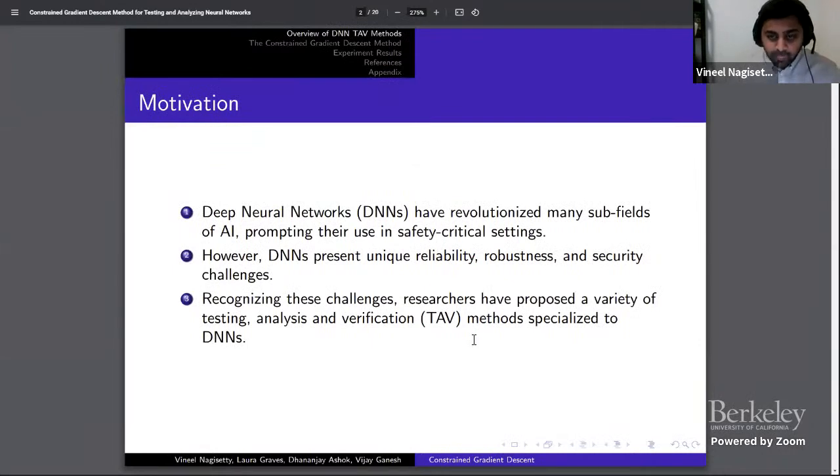Deep neural networks have been successfully applied in many fields. We've had quite a few talks here about them already. Especially, this has led them to be used in safety critical settings, such as controlling autonomous vehicles. As a consequence, there is a need for testing, analysis, and verification tools that are tuned or specialized for these DNNs.